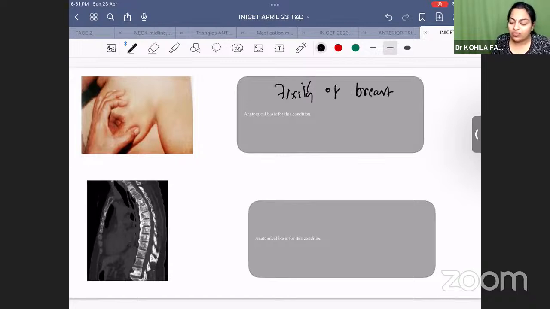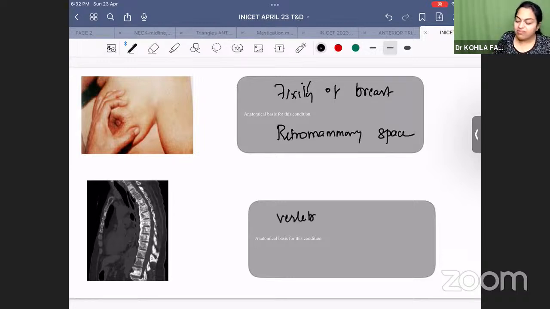Fixity of the breast tissue seen in breast malignancy. What is it due to? Due to infiltration of malignant cells into the retromammary space, right? Retromammary space. What is this? Vertebral metastasis. Why does this occur or how does this occur? So the posterior aspect of the breast, the inner aspect, is drained by posterior intercostal veins that open in the azygos, which has communications with the vertebral venous plexus.